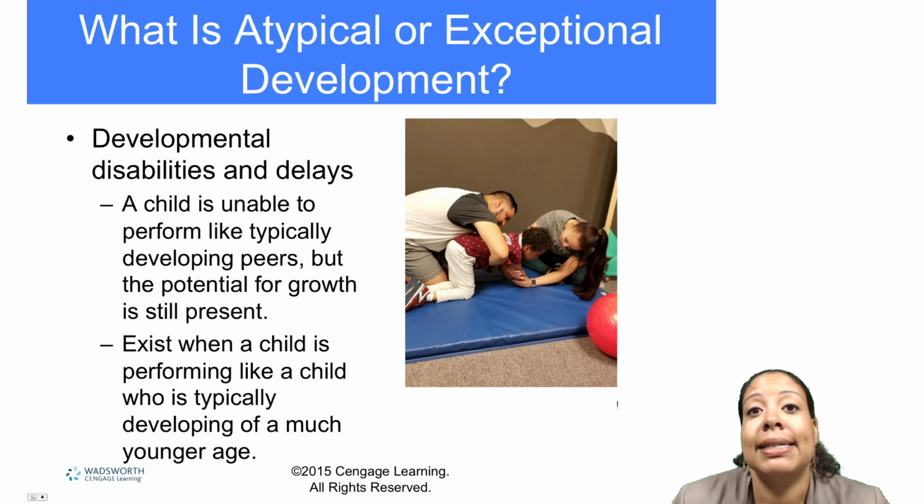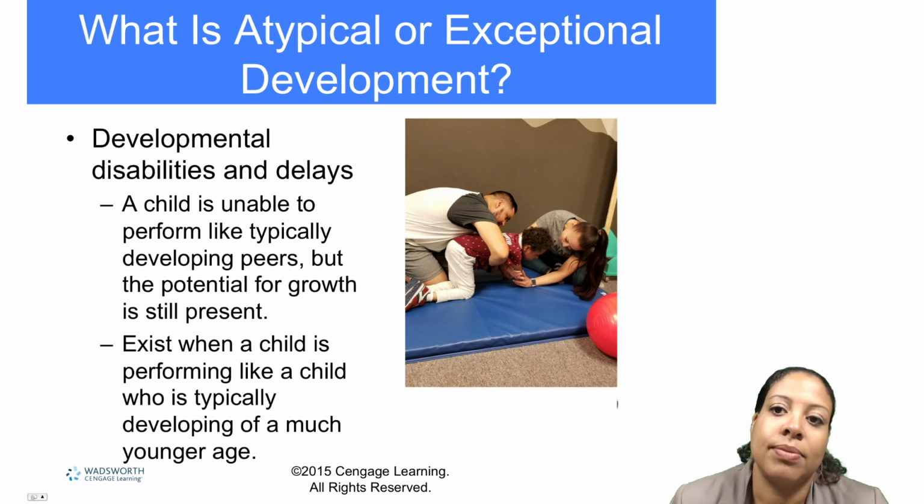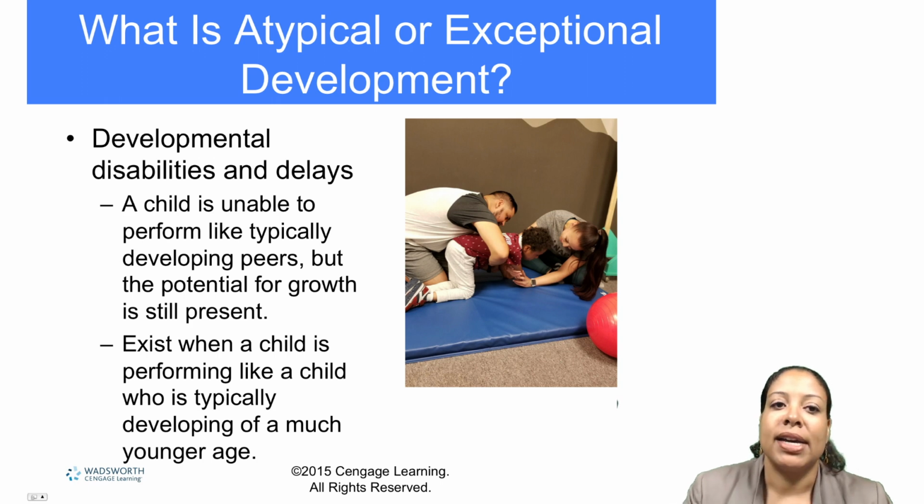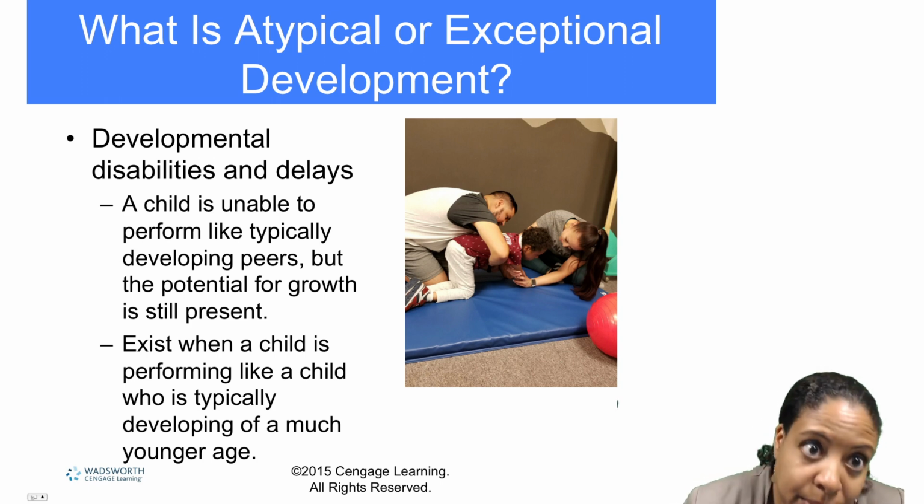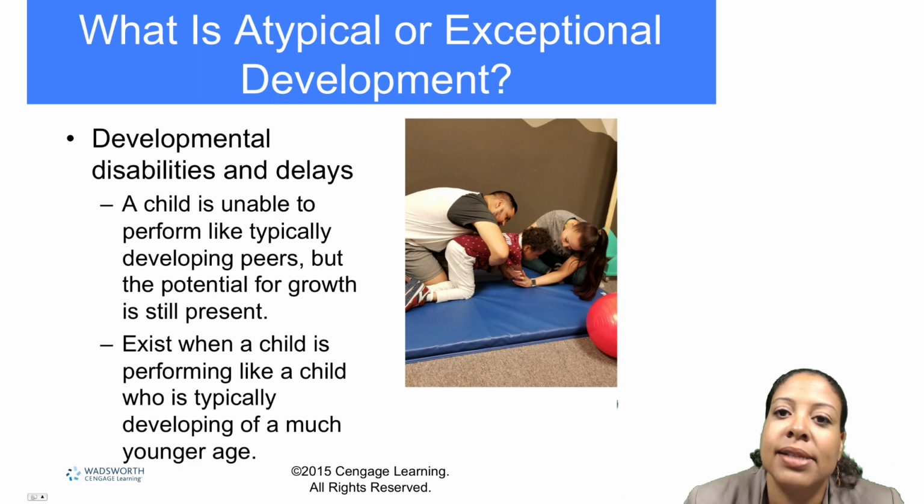So what is atypical development? Developmental disabilities and delays. That's one example. A child is unable to perform like typically developing peers, but the potential for growth is still present. And these delays and disabilities exist when a child is performing like a child who is typically developing at a much younger age.